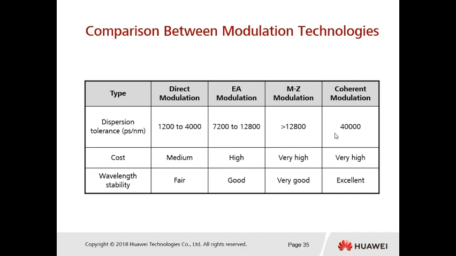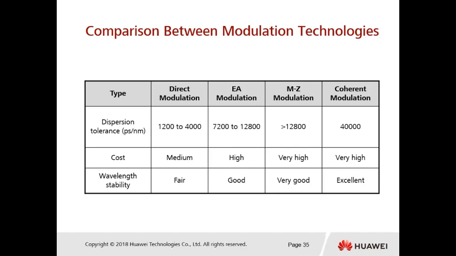For G.652 fiber, every kilometer you will have 17. So with this coherent technology, how much distance do you need before doing dispersion compensation? Almost never, right? So the cost goes from medium to very high. Okay. And for wavelength stability, you can see coherent technology is very good. With direct modulation, the wavelength stability is also good, right? But direct modulation is the worst, right? Okay, so that's all the modulation we use in our WDM network, right?